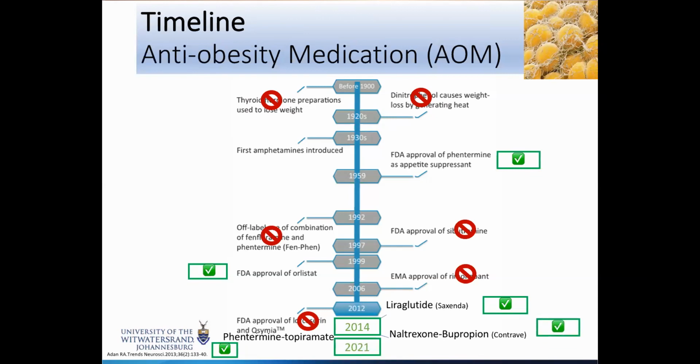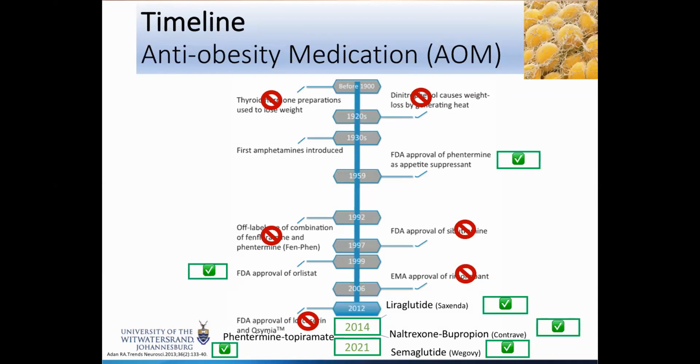What's exciting for us, and you can see the big gap between 2014 and 2021, that's a 7-year gap between the approval of another FDA-approved drug, is that we've got semaglutide, Wegovy, and that's been approved at a higher dose in June 2021 in the States. Unfortunately, we don't have it approved yet in South Africa, but we do have it being used for diabetic indications at a diabetic dose.